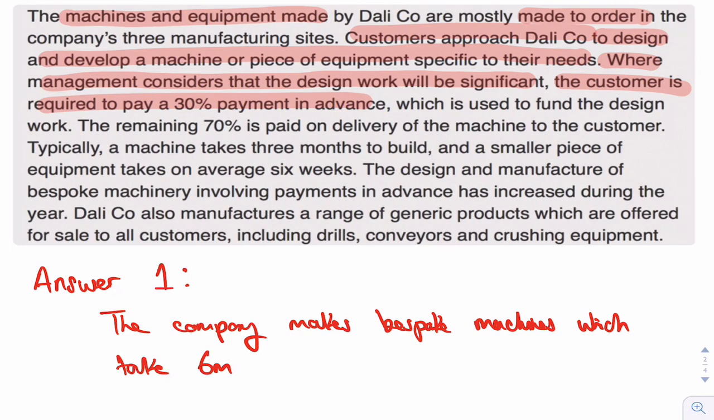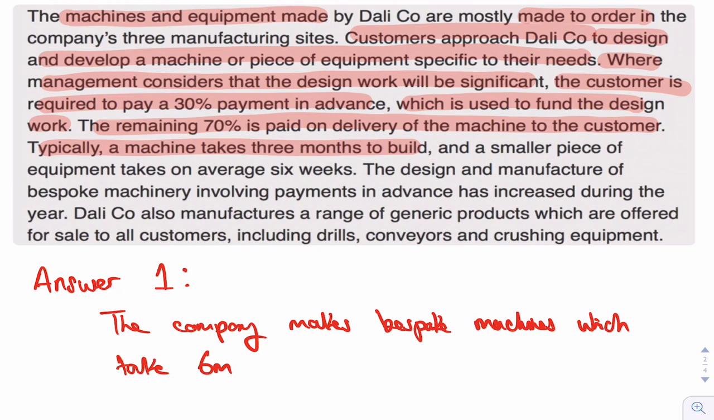So remember, business risks. What might make us not make as much profit? Well, they're paying us 30% in advance. Good, maybe. But maybe we'd like it all in advance. And that's used to fund the design work. The remaining 70% is paid on delivery of the machine to the customer. Typically, it takes 3 months to build.